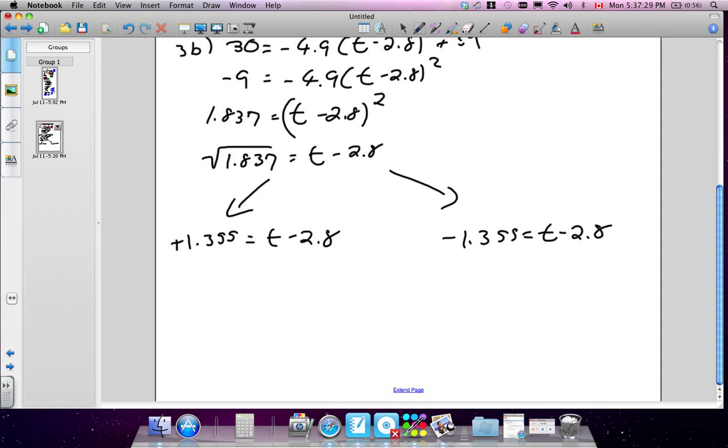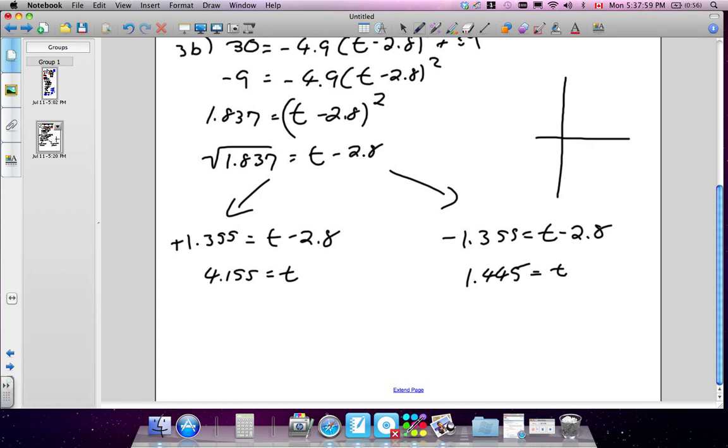So for one of them you brought it over and you got 4 something, 4.155. That's one of the times. What was your other time? 1.445? Okay. So according to this, almost 1.5 seconds after it's hit and a little after 4 seconds after it's hit, it reaches 30 meters, which makes sense, right?